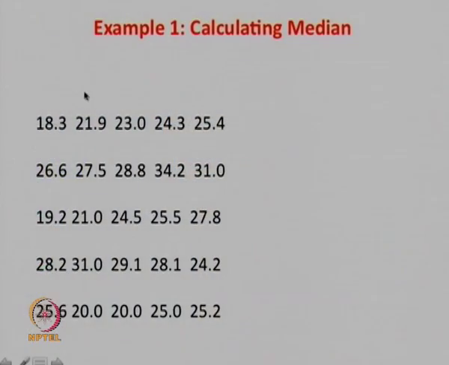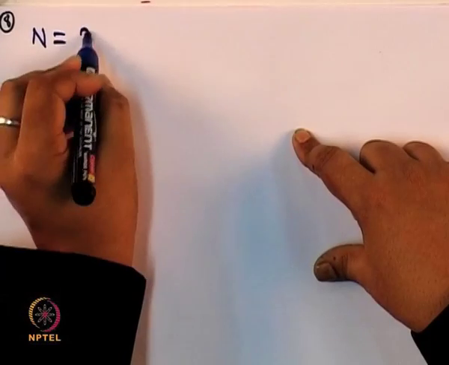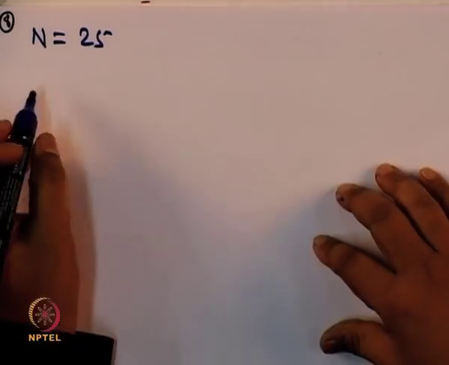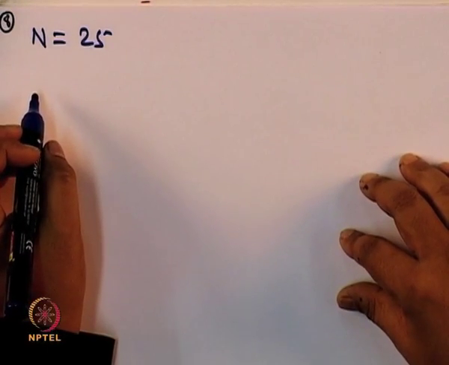Let us solve another problem of calculating the median. Let us take the following data set. I want to calculate the median, so first of all, how many numbers do I have? I have 1, 2, 3, 4, 5, and 5 into 5 is 25. So, n is equal to 25. I want to order the numbers together, so I have to sort them from lowest to highest number.